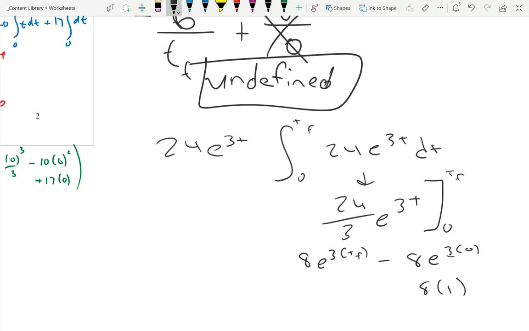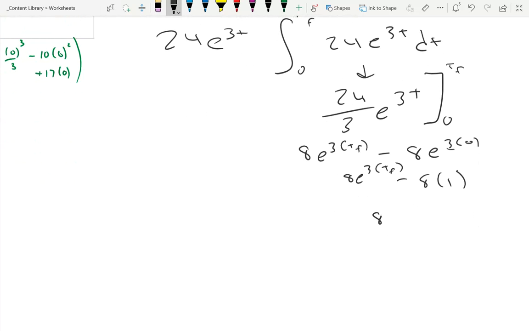So that's just 8 times 1 minus 8e^(3 t final). And that's our answer. Everything is just multiplied by 8, so to put it in simpler terms, you make it 8 times (e^(3 t final) minus 1). It's six of one, half a dozen of the other.